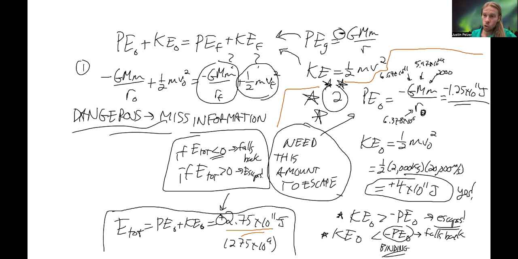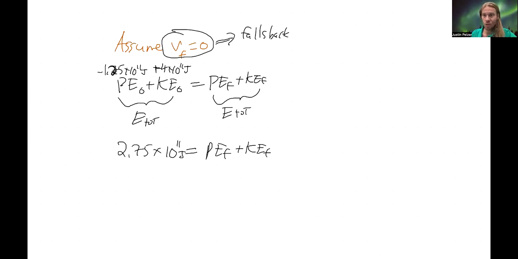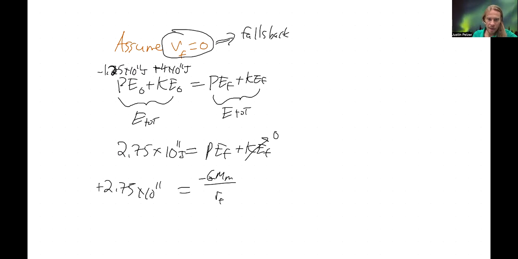But let's just say you assume, you could still use this method, but what you would have to do is assume that it stopped and you would get a contradiction. And if you understood that it's a contradiction, you'd be great, but you also might be really confused and be like, what's going on? But here's what's going on. Say I assume V final is 0. That means this is 0. And that means PE final, which is negative GMm over R final, equals positive 2.75 times 10 to the 11. You would get a negative number for radius, which is impossible.